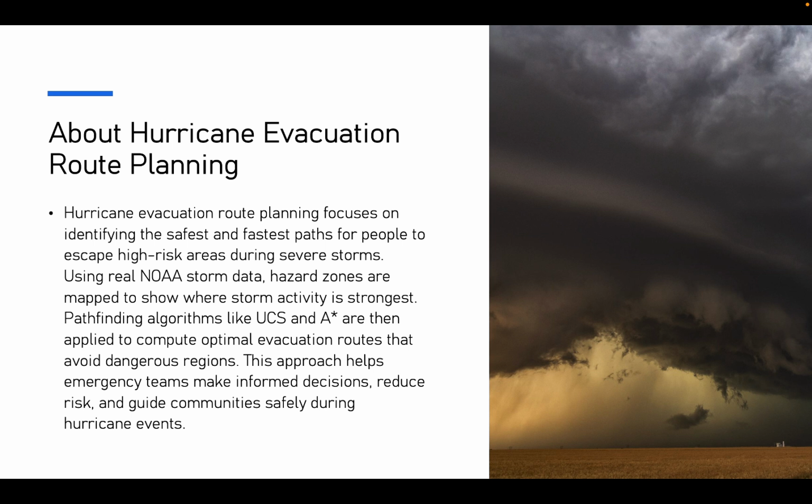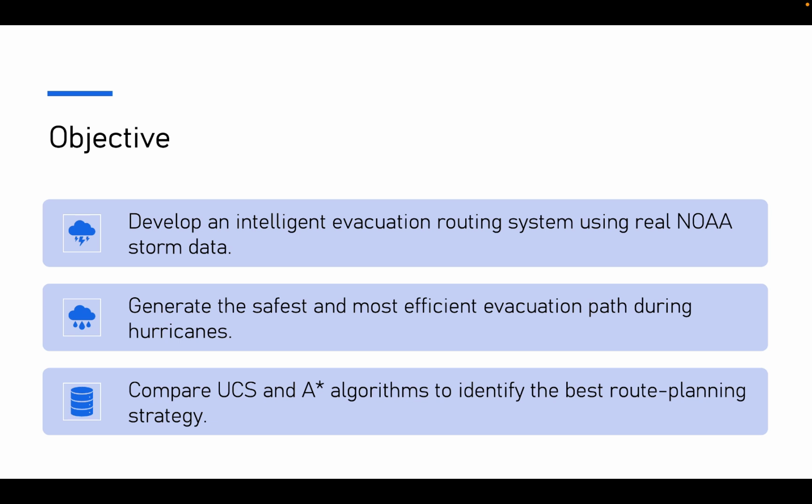during hurricane conditions. Hurricane evacuation route planning is critical because storms often create rapidly changing hazards such as floods, storm surges, and strong winds. In this project, we used real NOAA storm data to map these danger zones. We converted storm event locations to hazard maps and then applied AI search algorithms to compute the safest route from a danger zone to a safe zone.